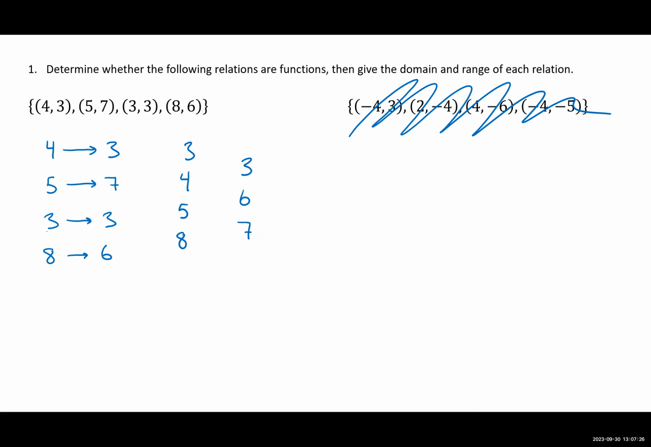So the x value of 3 goes to the y value of 3. The x value of 4 also goes to the y value of 3. The x value of 5 goes to the y value of 7, and the x value of 8 goes to the y value of 6. So you see here, two different x's are paired with the same y value. But that's okay, right? That's okay.